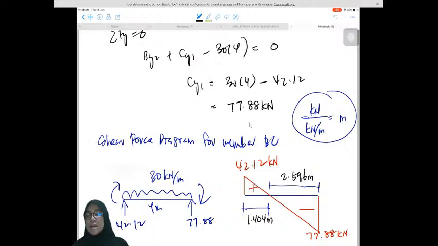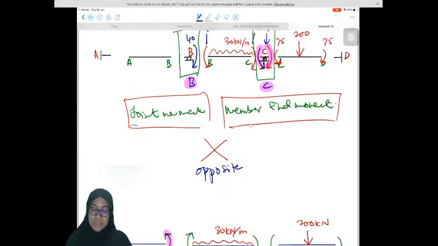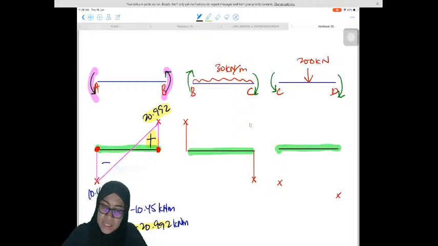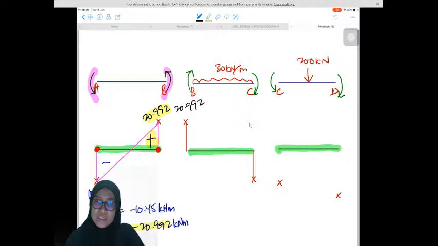The total length must be equal to 4. Okay, so this is the intersection, and we have already determined the length, and the height is the shear value. So we will continue to draw the bending moment diagram. Okay, so the value here is 20.992, positive.